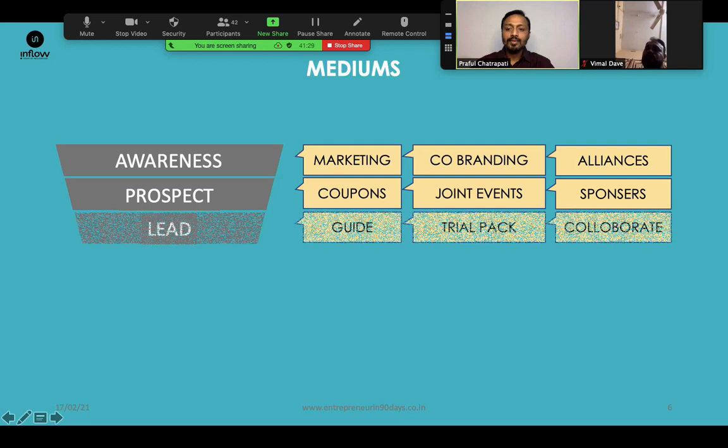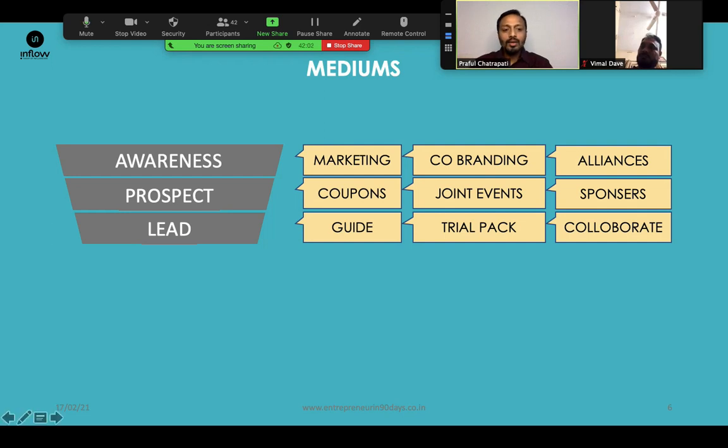Then at the lead level, like we mentioned, create some kind of a guide, like make videos or some kind of PDF files or presentations. Create more such stuff which will help people to understand your product and services. Give a trial pack, like a lot of people give one sample, maybe one month sample, or a 7 days program or something like that. A trial pack really works, because the customer will experience it, he will understand your whole product in a better way, and then he will take it to the next level.